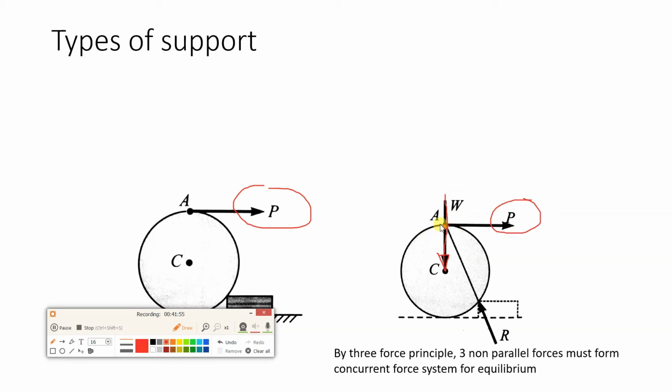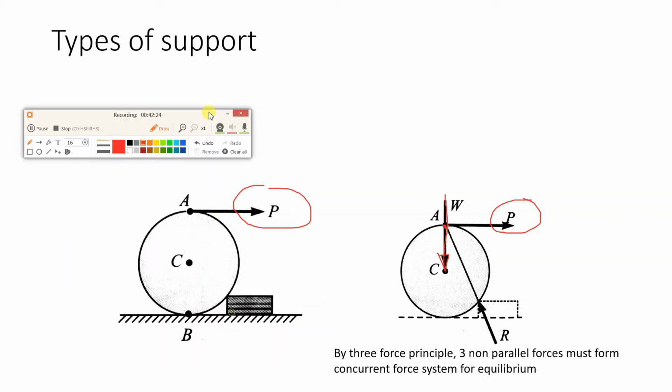So that is also passing through point A, and whatever reaction is there at the knife edge, which point will it pass through? Point A. Why? Because it is given that the body is in equilibrium, and by the three-force principle, all the three forces must be non-parallel. They must form a concurrent force system. That is why all the three forces, weight, R and P, are passing through point A.